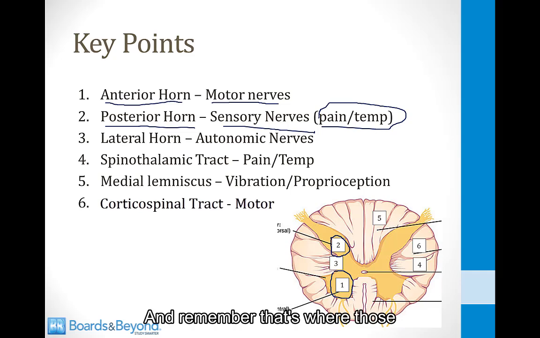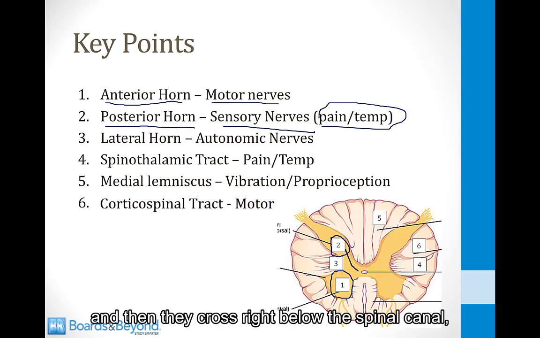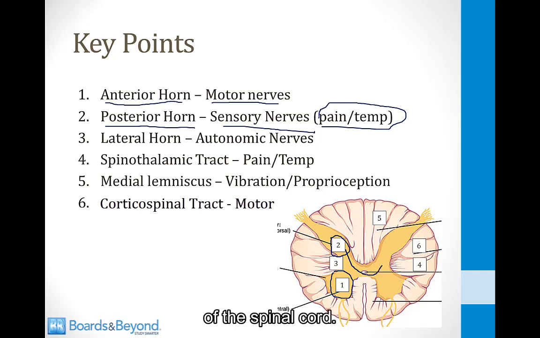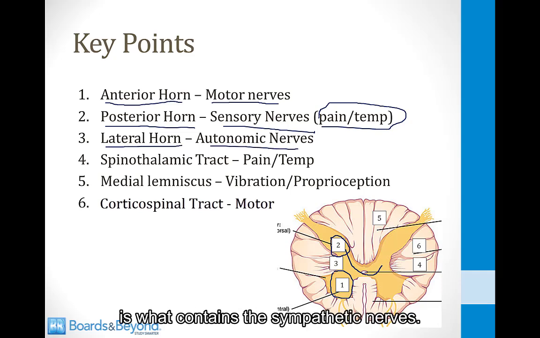And remember, that's where those spinothalamic fibers synapse, and then they cross right below the spinal canal before ascending on the other side of the spinal cord. Point 3 is that the lateral horn is what contains the sympathetic nerves. So look down here, I've drawn the number 3 where the lateral horn would be.